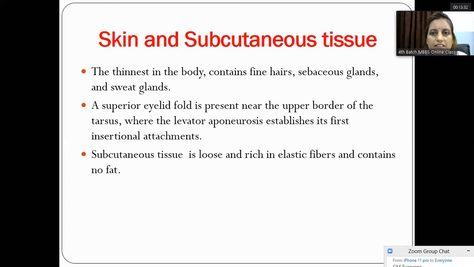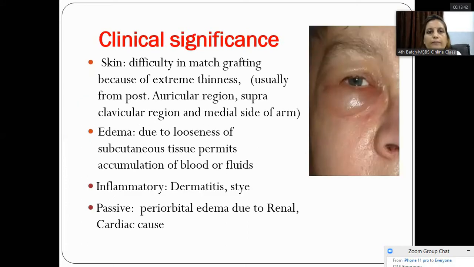These are very thin. They contain fine hair, and they are loose, but there is no fat. Absence of fat. What is the clinical significance? So skin, it's difficult in mesh grafting because of the extreme thinness, usually from the posterior side.